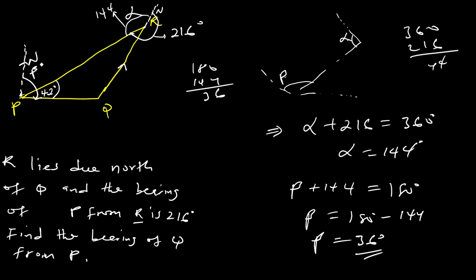The question says, find the bearing of Q from P. So from P to Q is beta plus 42. Beta is 36, so 36 plus 42, we have 78. We have 078 degrees as our answer.